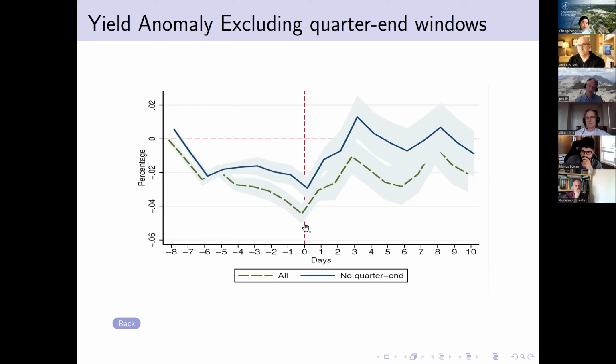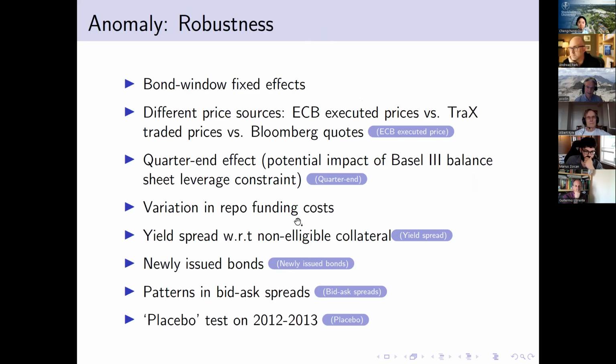And so when I discuss the model, I'm going to argue that one interpretation of this is that around quarter ends, there's even less competition among dealers to provide liquidity, because some of them may be constrained in their balance sheet. They may not want to take on more, say, repo to locate the bonds and sell them to the ECB. So we may be facing even less competition among dealers around quarter ends.